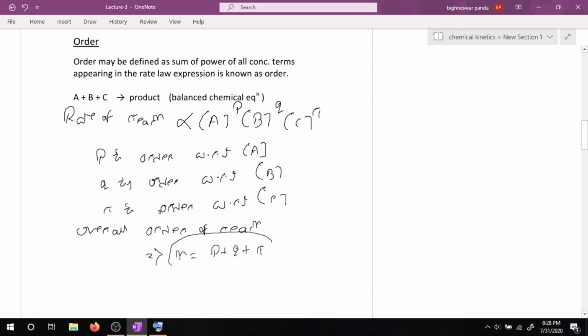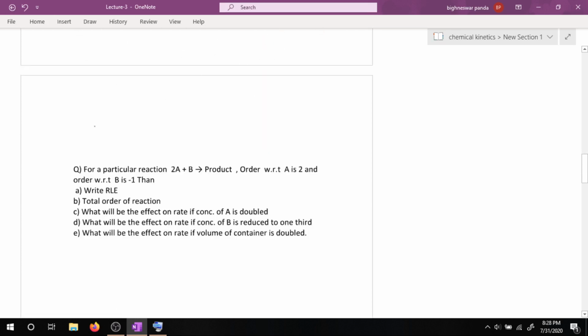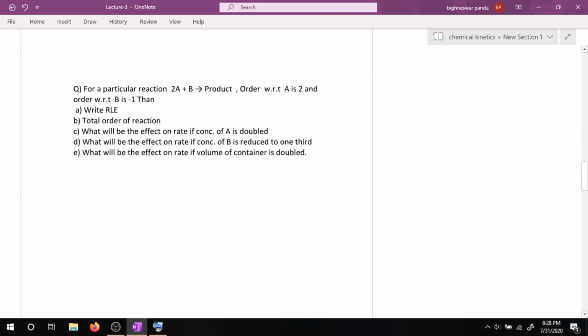So this is the sum of powers of all concentration terms that appear in a rate law expression. What is the rate law expression? This is the rate law expression. So order may be defined as the sum of powers of all concentration terms that appear in the rate law expression. Then come to the next part, that is a problem.